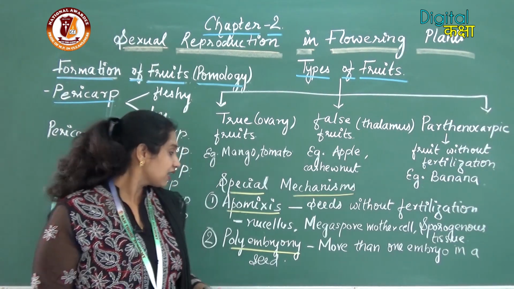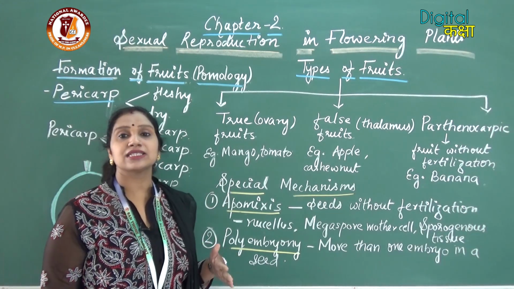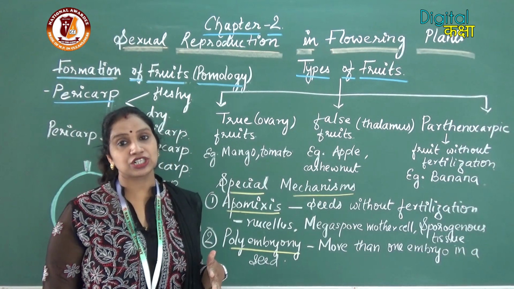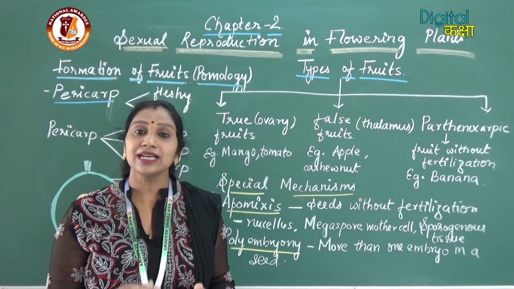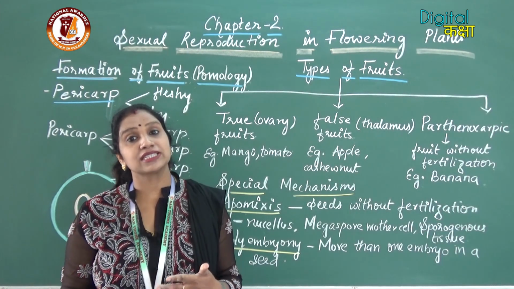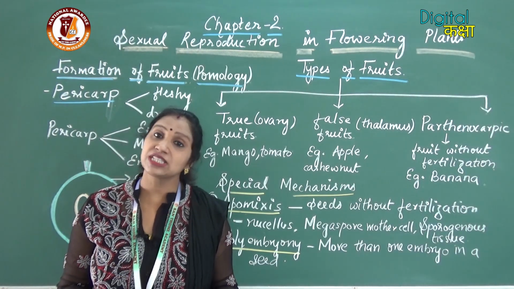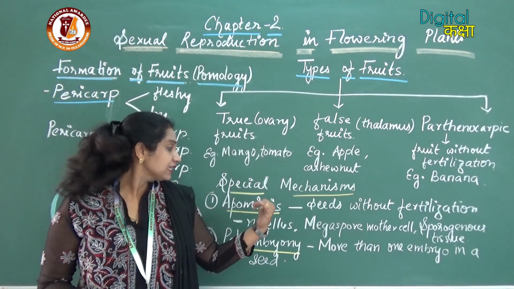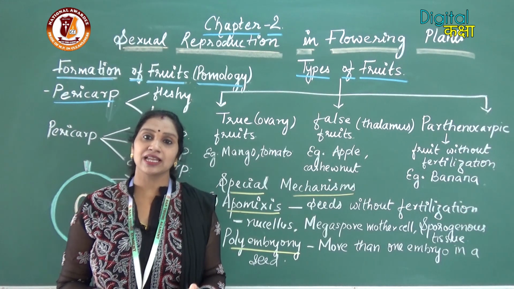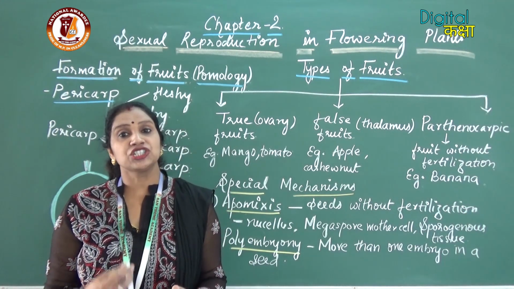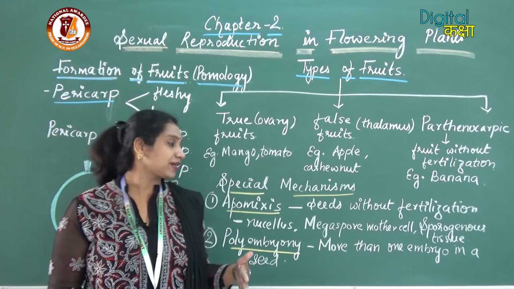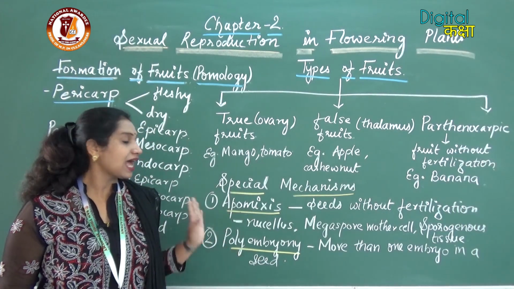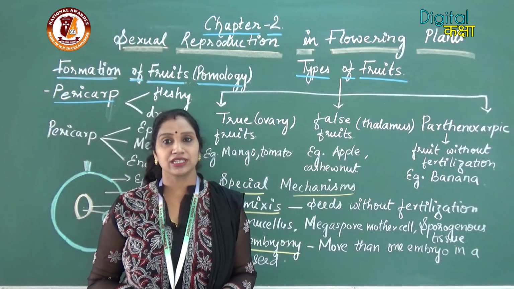So these are the two special mechanisms of sexual reproduction, which is completely a genetic phenomenon or which is completely dependent upon the genes. Only those species will be able to go for these two types of special mechanisms which have got the genes in them. So the two mechanisms are apomixis and polyembryony.